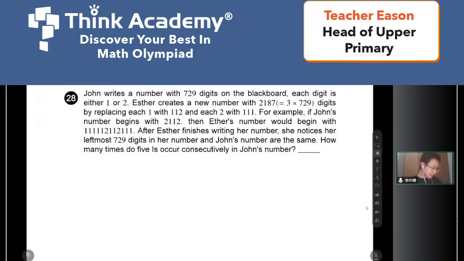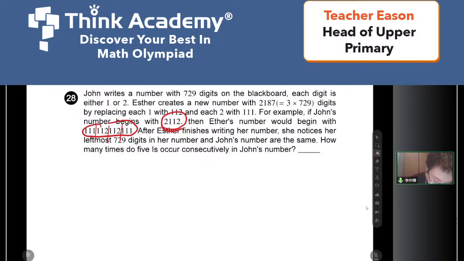So what's the meaning of this question? Maybe we just make examples here. For example, if the original number, it gives us an example. The 2112 becomes 111, 112, 112, 111, standing for 2112, right? So the problem is how to write a 729 digit number such that after the transformation, the first digits are exactly the same. Actually, this one's too difficult, but maybe we start from the first one.